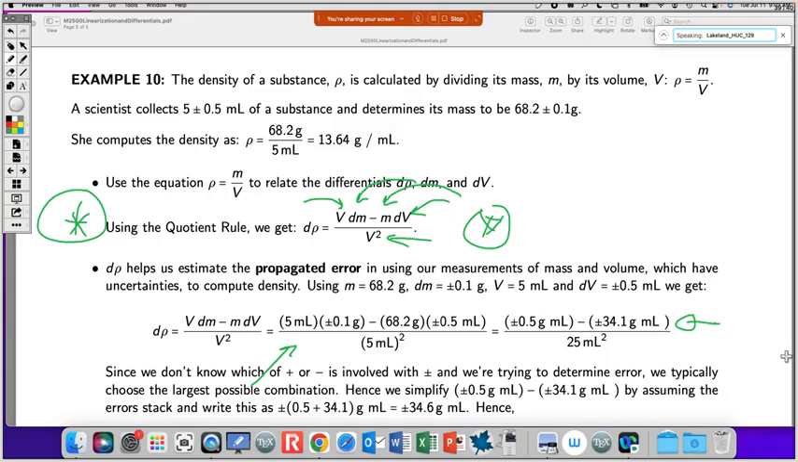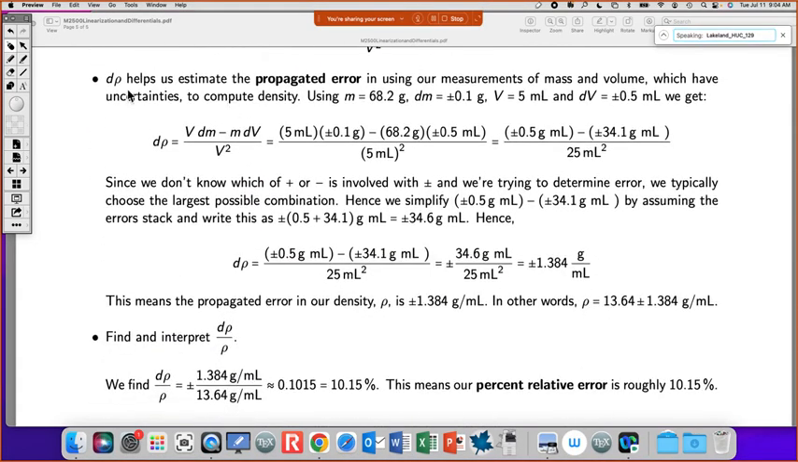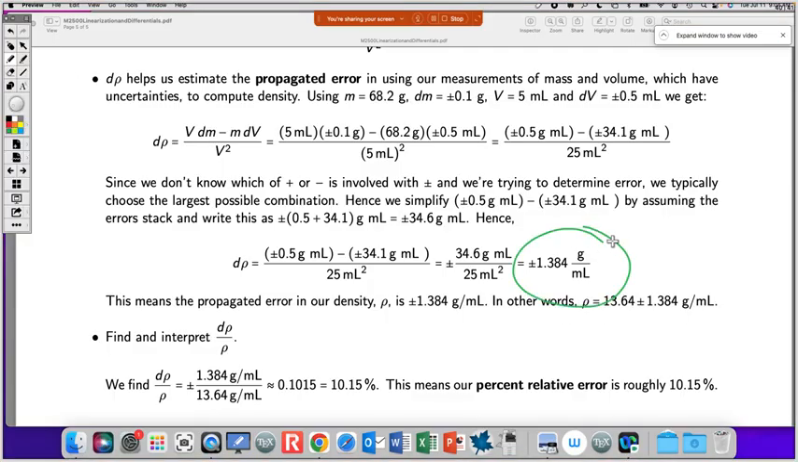And since we want a conservative error, we'll assume the worst case scenario. So we're going to assume that the errors are going to combine and add. So we'll assume that we'll be on the high side, or when we measured the mass, the 0.5 we'll assume that's positive, and the 34.1 we'll assume that's negative to get the biggest difference we can up top. And so this would be a very conservative estimate of the error. You follow? It's kind of the biggest we can get. Now, it's plus or minus 1.384 grams per mL.